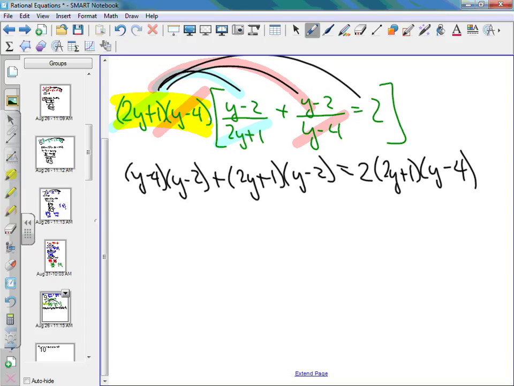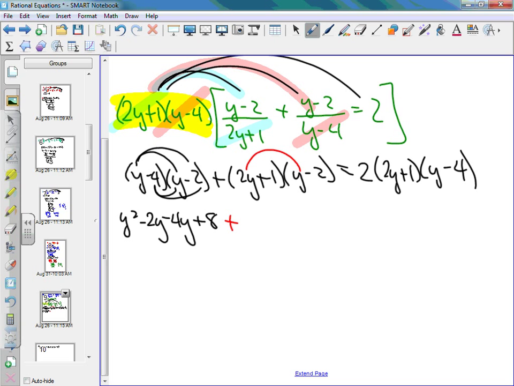Okay, so what do I do? FOIL. So this first term is y squared. Outer terms is negative 2y. Inner term, negative 4y. Last term is 8. Okay, you're lost again, calm down. First, outer, inner, last. First, outer, inner, last. First, outer, inner, last. Are we ready? All right, now I'm ready. Let's go to the next one.